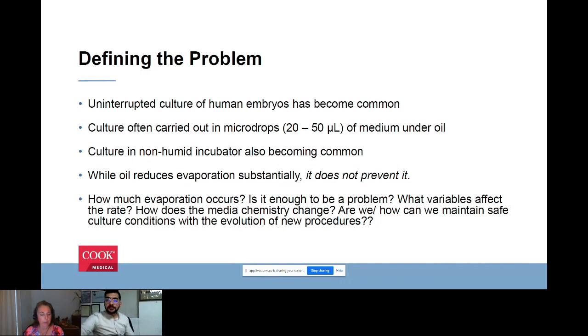What variables affect the rate? How does the media chemistry change? And how can we maintain safe culture conditions? So the research was done to try and identify an answer to all of these questions.